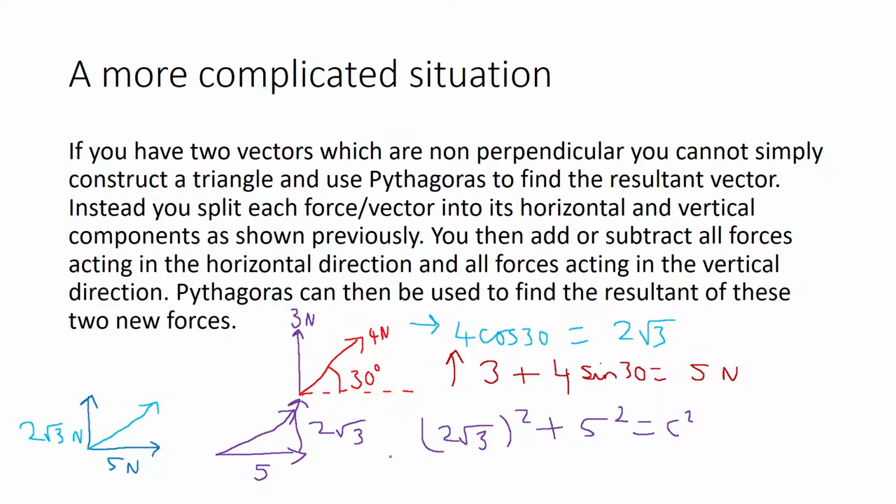So here we have 2 root 3 times 2 root 3 plus 25 equals c squared. 2 root 3 times 2 root 3, we do root 3 times root 3, which is 3. 2 times 2 is 4. 4 times 3 is 12. So 12 plus 25 equals c squared. And then we have 37 equals c squared. C equals the square root of 37.